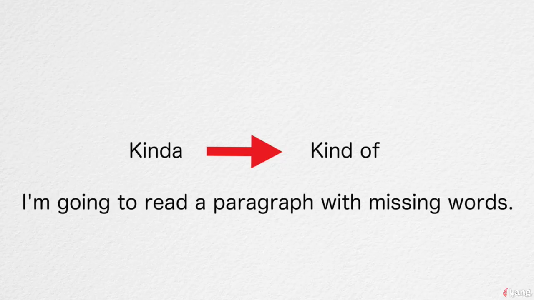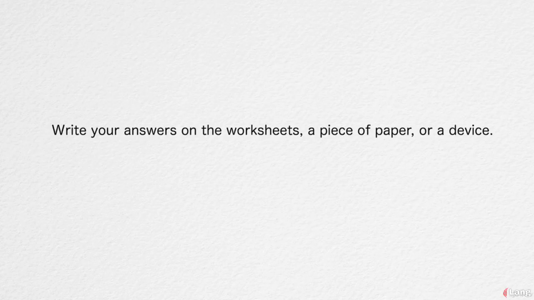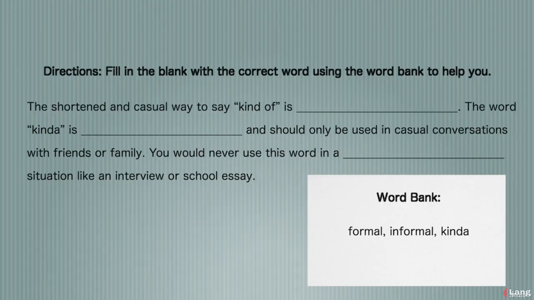Earlier, we talked about how the word "kinda" is a shortened and informal way to say "kind of." I'm going to read a paragraph with missing words. Fill in the blank with the correct word using the word bank to help you. Write your answers on the worksheets, a piece of paper, or a device. Please pause the video if needed. The shortened and casual way to say "kind of" is, the word "kinda" is, and should only be used in casual conversations with friends or family. You would never use this word in a situation like an interview or school essay.